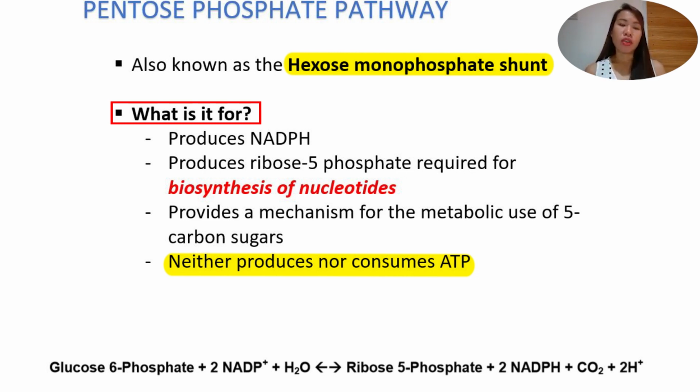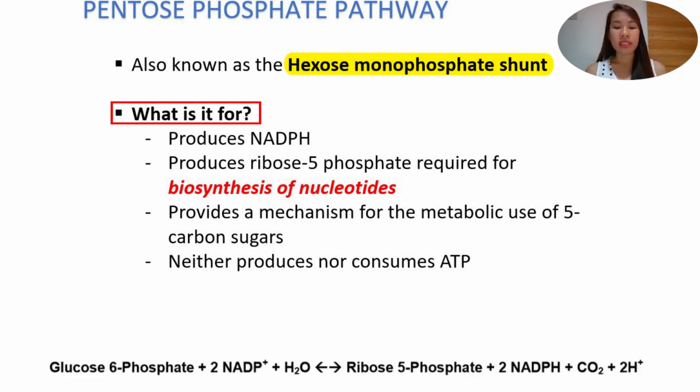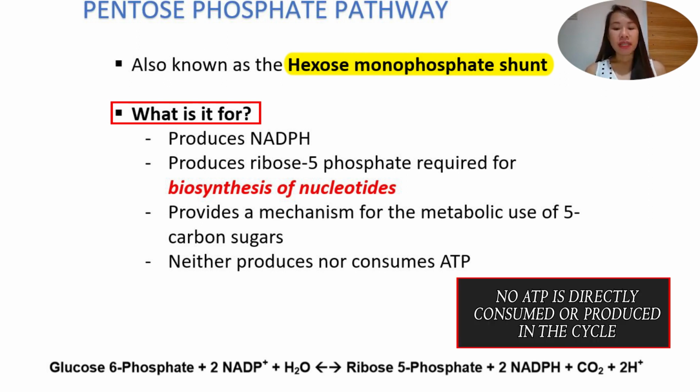This pentose phosphate pathway provides a major portion of the cell's NADPH, as we have mentioned. And this NADPH functions as a biochemical reductant. We will discuss more of that later. As I've mentioned, if you will be asked in the exam whether it produces or consumes ATP, this pathway does not. These are the common questions that are being asked, class.